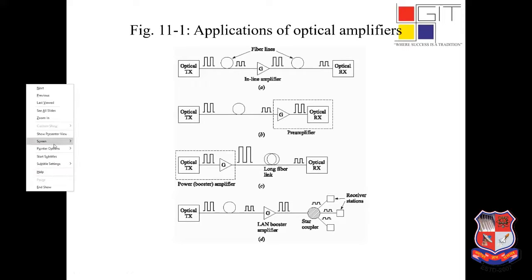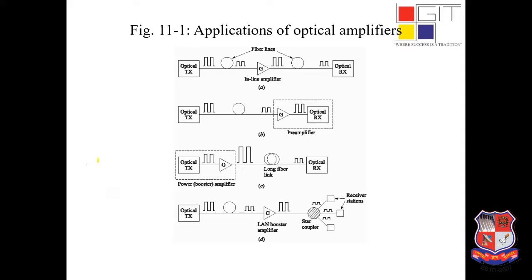First off, we'll be seeing the various applications of optical amplifiers. One of the most common ones that you can have is an optical transmitter transmitting the light signal through optical fiber cables, and you have an inline amplifier, and at the receiving end you have an optical receiver. A very simple system and pretty much commonly used everywhere.